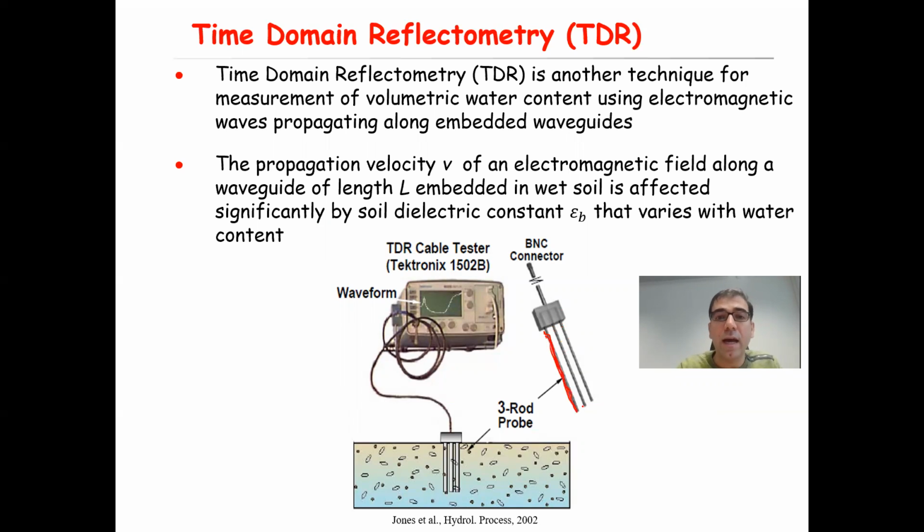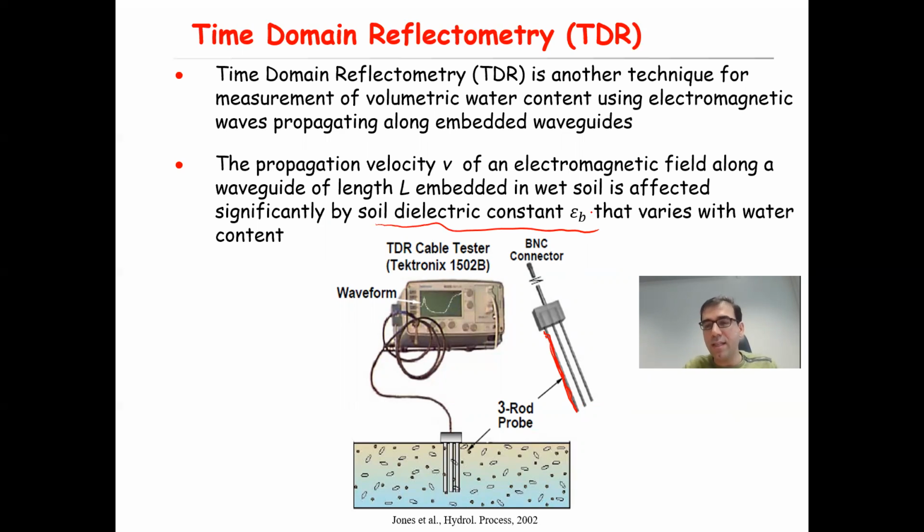You will see in a second how it works, but I wanted to first give you a little bit of theoretical background. That is, the propagation velocity v of an electromagnetic field along a waveguide of length L embedded in wet soil is affected significantly by the soil dielectric constant epsilon b. So the soil dielectric constant is presented by epsilon b, which varies with water content.